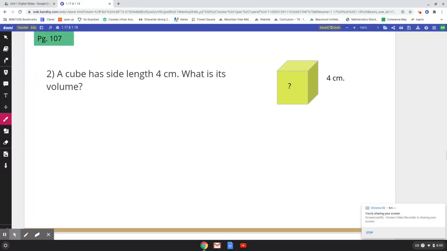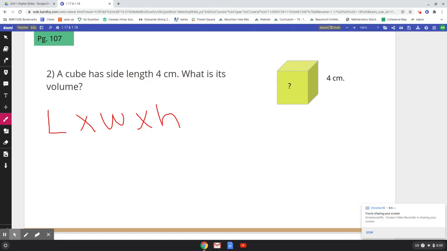All right, so now you turn the page. You're on page 107. So I'm doing number 2. A cube has a side length of 4. What is the volume? Now remember that volume is the length times the width times the height. I want you to write that in your book under number 2.